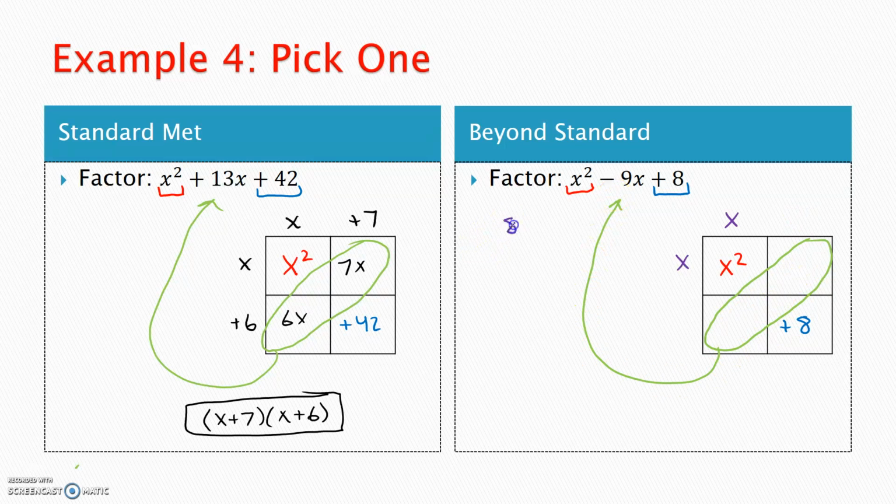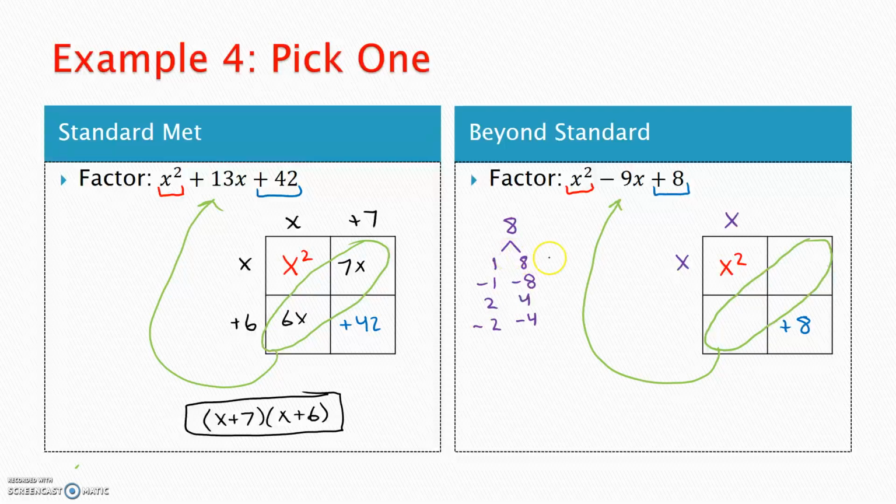So again, I need factors of 8. Well, that can be 1 times 8. That can also be -1 times -8. Remember, negative times a negative. I could have also said 2 times 4, or I could have said -2 times -4. Alright, here are all my options.